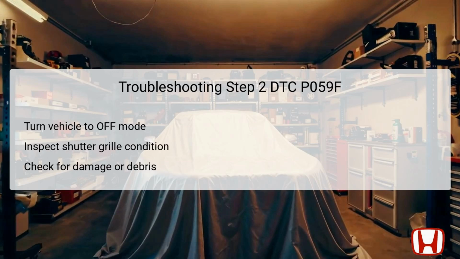The second troubleshooting step requires turning the vehicle to the off lock mode. This ensures that the vehicle systems are not active while you conduct your inspection. Next, visually check the condition of the shutter grille for any physical damage, signs of loosening, or any foreign material that could obstruct its function. Confirming that the shutter grille is intact is essential before proceeding to further diagnostic steps. If this inspection reveals any issues, you'll need to reassemble or repair the shutter grille to restore its full functionality.